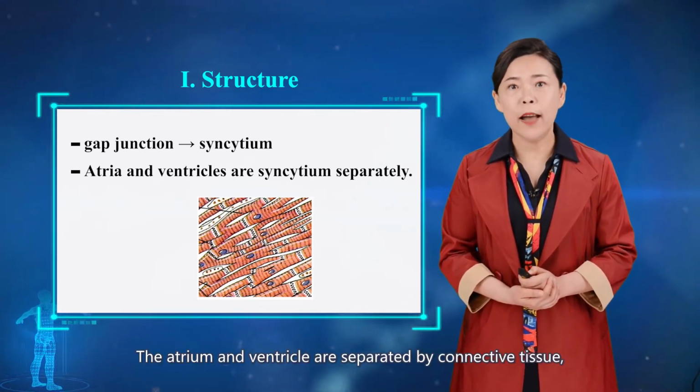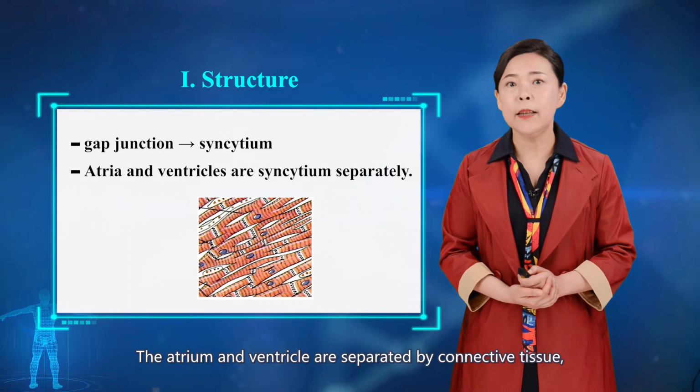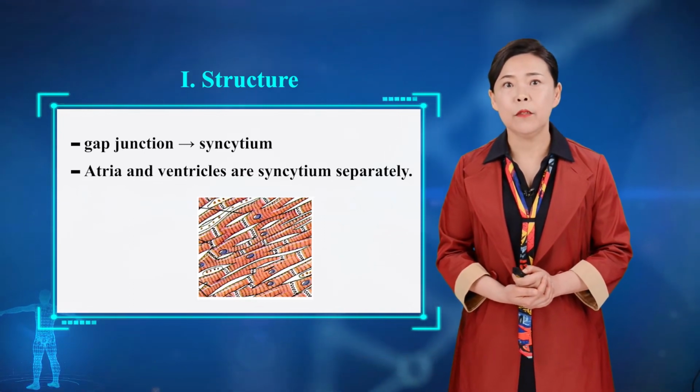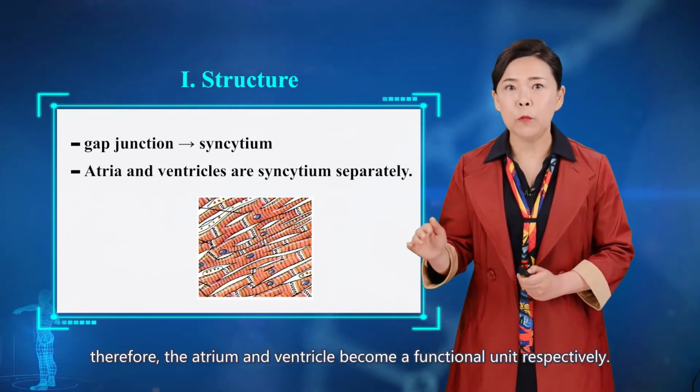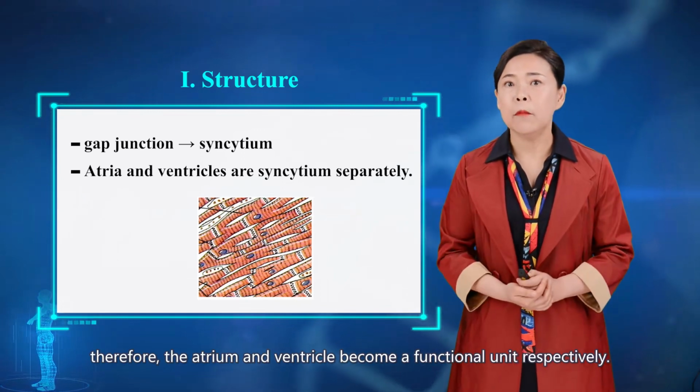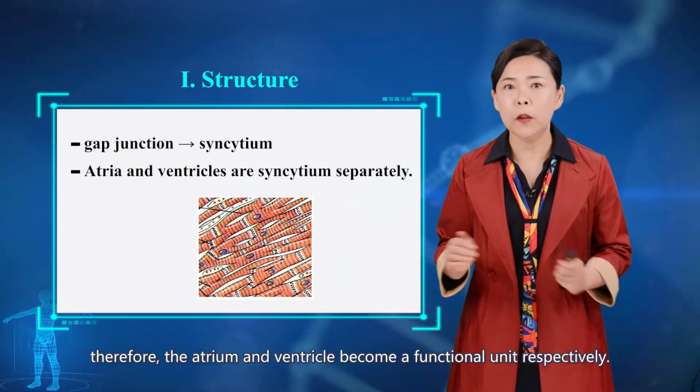The atria and ventricles are separated by connective tissue. Therefore, the atrium and the ventricle become a functional unit, respectively.